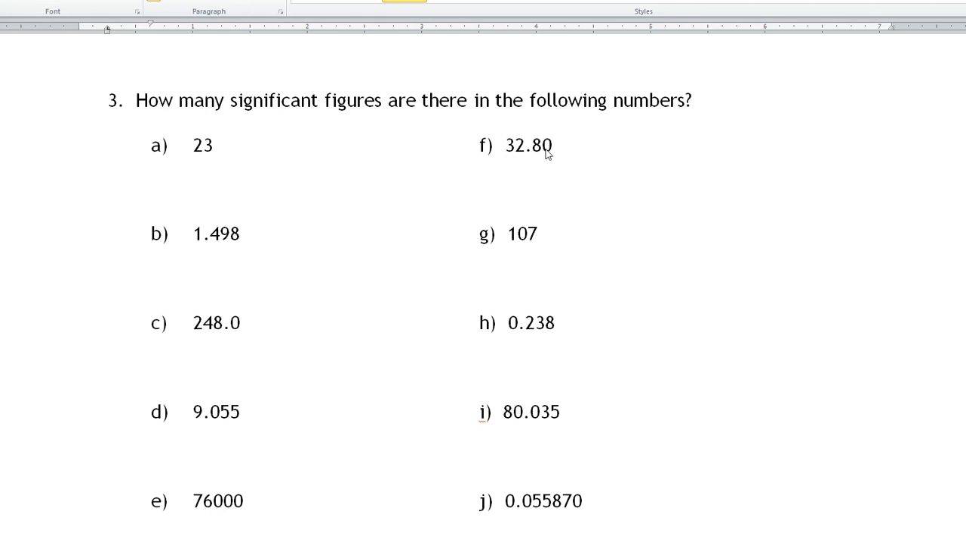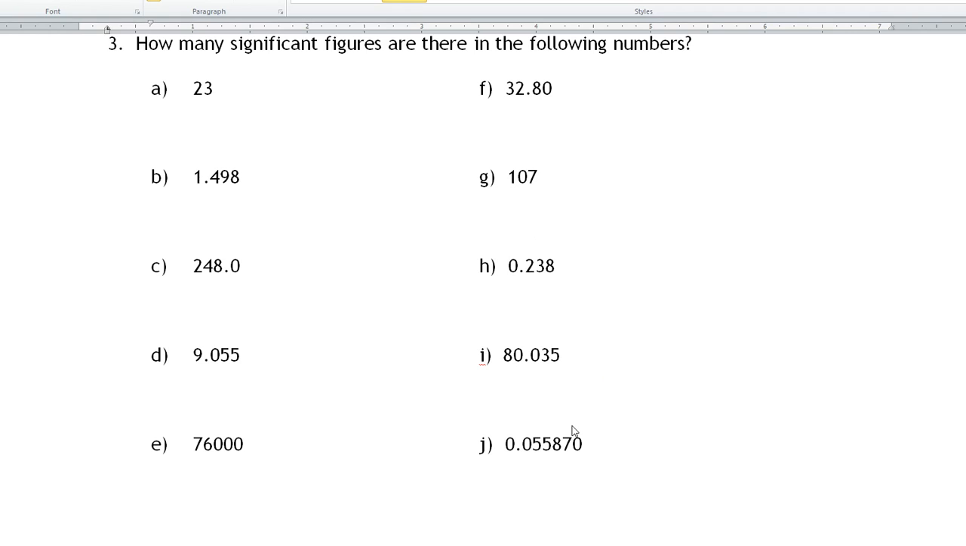Letter F, again, just like letter C, this one is significant because it's a trailing 0, and there's a decimal. G, there's 3, that's a captive 0. H. The 0 in front here is called a leading zero. Those are never significant, so there's only 3. Letter I, I have some captive zeros before and after the decimal. I have to count all of them, so there's 5 for letter I.